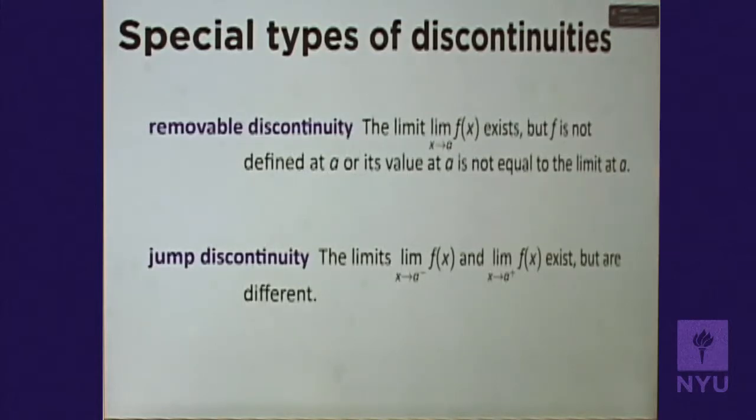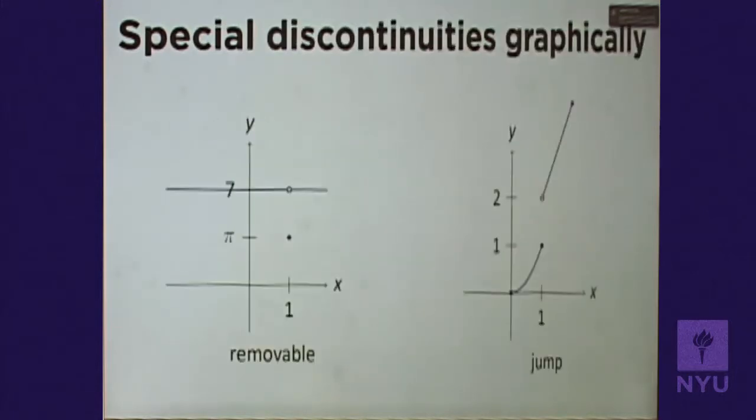Another kind of discontinuity is a jump discontinuity, and that's the situation where we have a limit from the left as x goes to a and a limit from the right as x goes to a, but these two limits disagree. Okay? There are other ways for a function to fail to be continuous, but these are two important possibilities. And we see on the graph why they get their names.